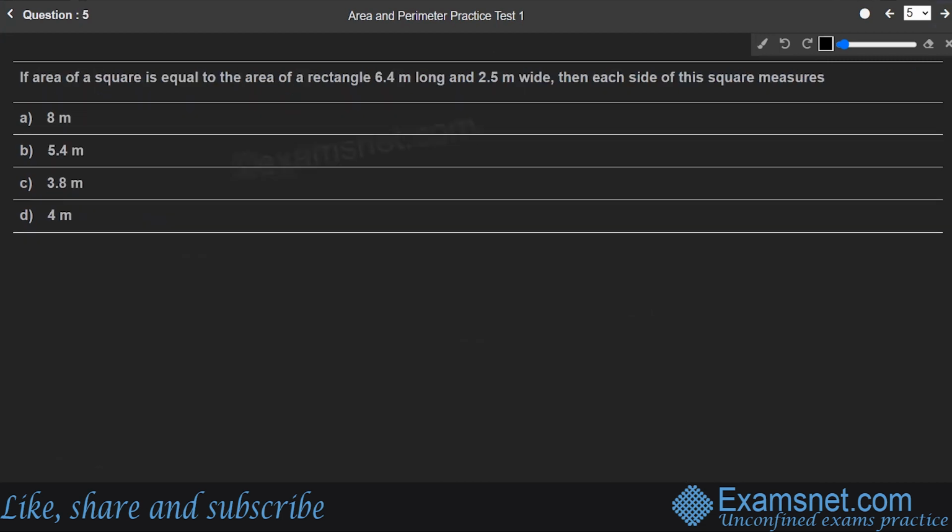Now, if the area of a square is equal to the area of a rectangle 6.4 meter long and 2.5 meter wide, then each side of the square measures? Okay, what he says is the area of a square is equal to that. We can assume the side of the square to be A, or rather we can first find the rectangle's area. What is the rectangle's area? The formula for a rectangle's area is nothing but length into breadth.